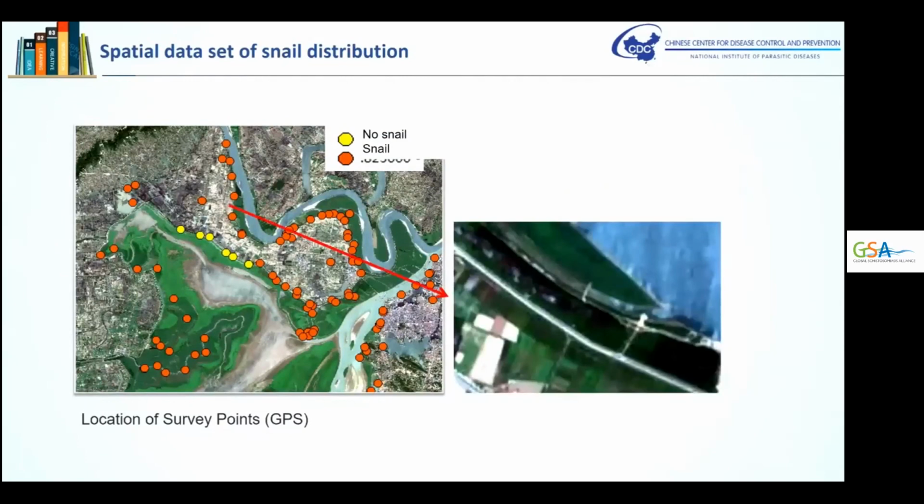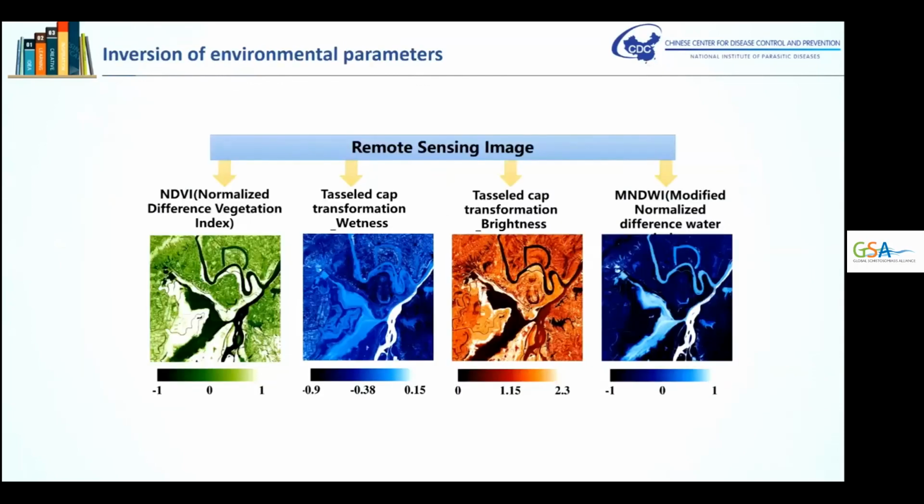Okay, this figure shows the location of survey points, and this survey data will be used to improve the snail remote sensing model and verify the effectiveness of the model in the dynamic monitoring of snail distribution. Okay, what parameters can we get from the remote sensing? It includes the NDVI, the wetness, the brightness, and the modified normalized difference water index.